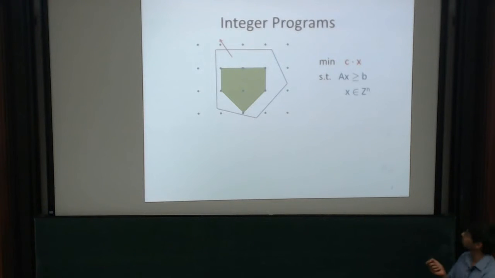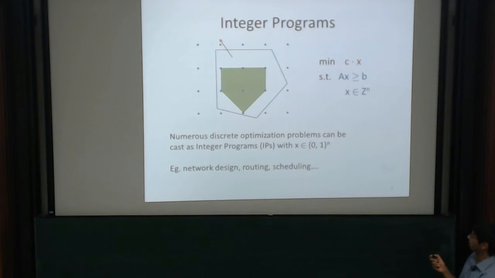We all know about integer programs. We want to optimize a linear function subject to linear constraints and integrality restrictions on the variables. These are a very useful class of optimization problems, and many combinatorial optimization problems can be cast in this framework where the variables are just restricted to be 0 or 1. However, the problem in general is NP hard, and so we can't hope to solve it exactly.